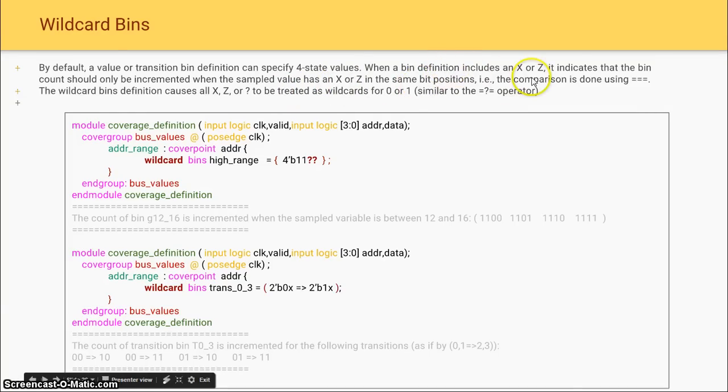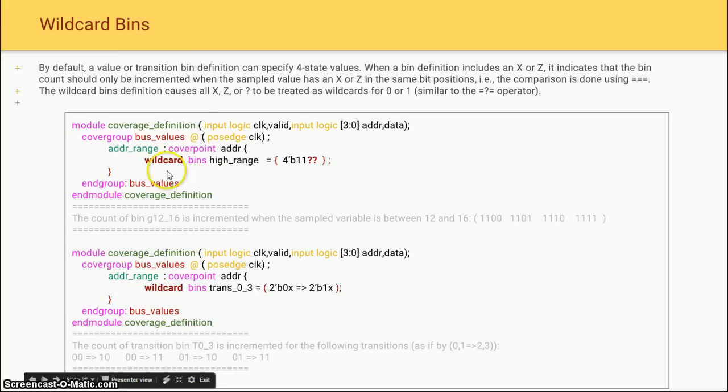In other words, the comparison is done using the triple equals operator in Verilog, which compares for a match of x and z also. Now, if you specify a bin as a wildcard bin, then a comparison against x or z, or this question mark symbol, will be treated as a don't care or a wild. In simple words, in wildcard bins, the bit positions represented by x, z or the question mark symbol will be ignored and not checked for a match.